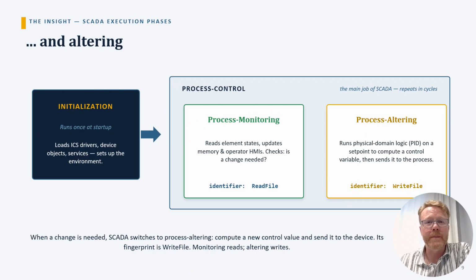The fourth build step, also within process control, is this: when a change is needed, SCADA switches to process altering. This is where it runs physical domain logic, like a PID loop, on a set point to compute a control variable that sends that signal to the physical process. Here, its signature API call is WriteFile. This is where it writes a command out to a device.